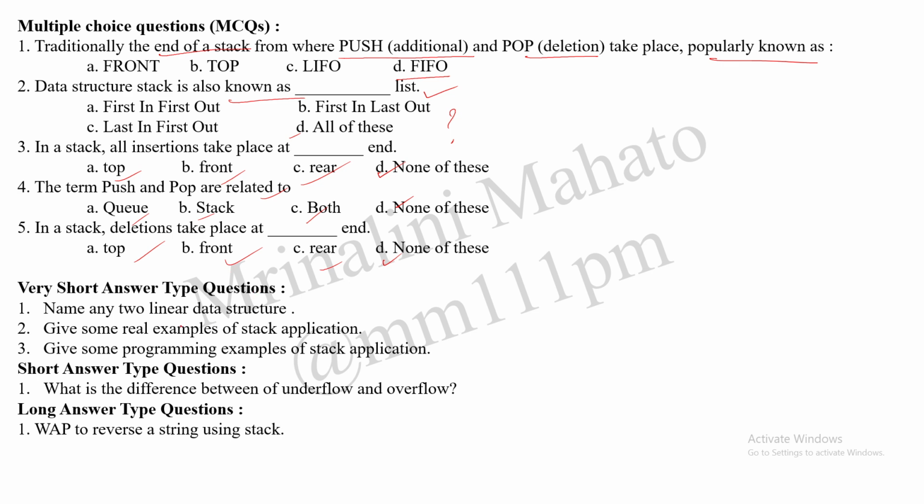Very short answer. What is given? Name any 2 linear data structures. Which ones? One is stack. Now we have studied that stack is a linear data structure. Another one is queue, Q-U-E-U-E. Another one is linked list. Okay, any 2 you can write.